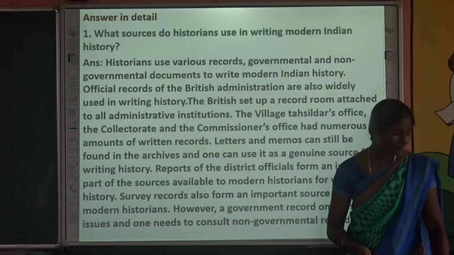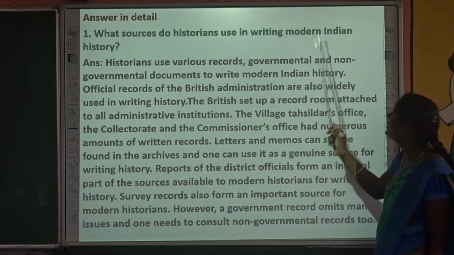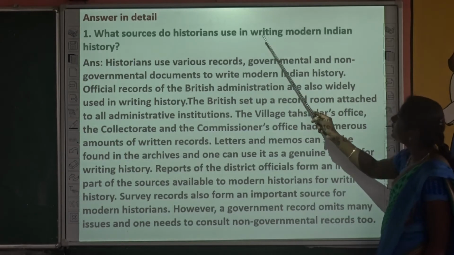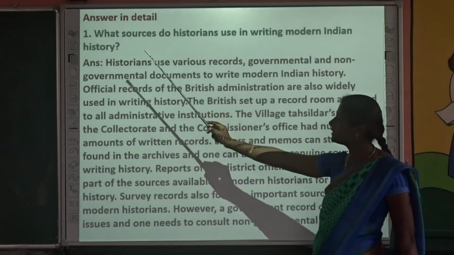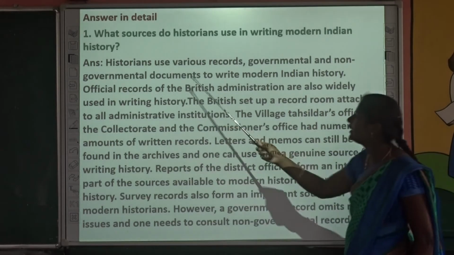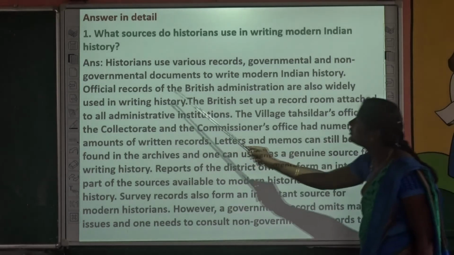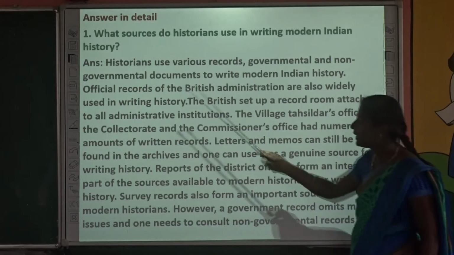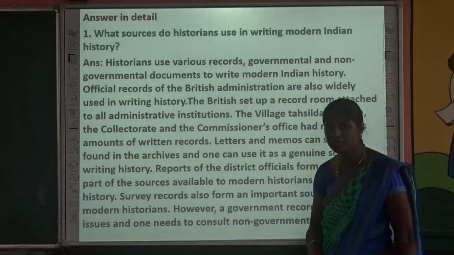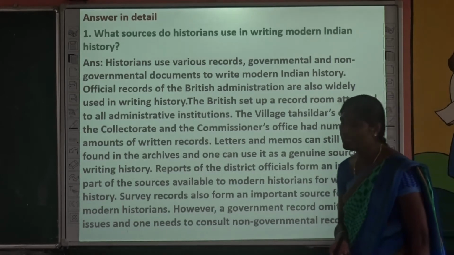The next one, answer in detail. What sources do historians use in writing modern Indian history? Historians use various records, governmental and non-governmental documents to write modern Indian history. Official records of the British administration are also widely used in writing history. So, the official records of the British were also used as a source to write the history.